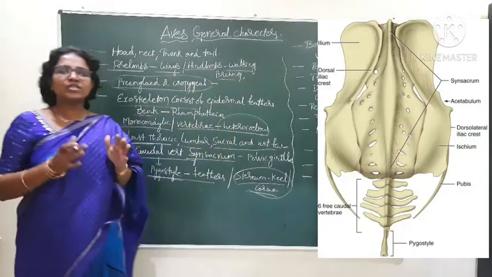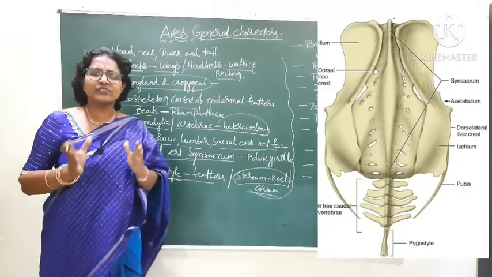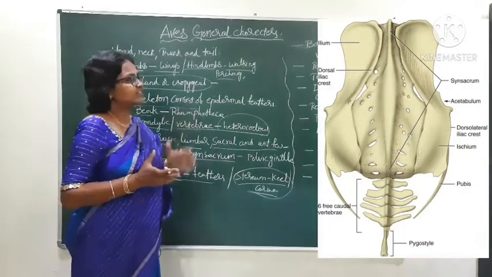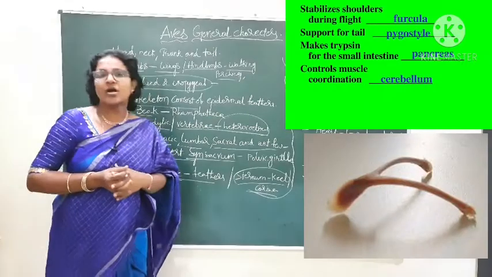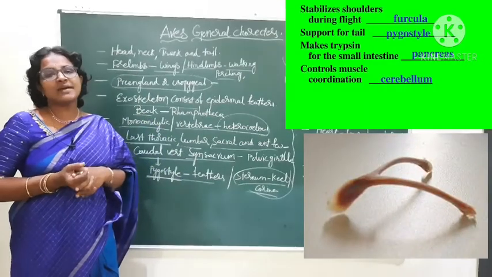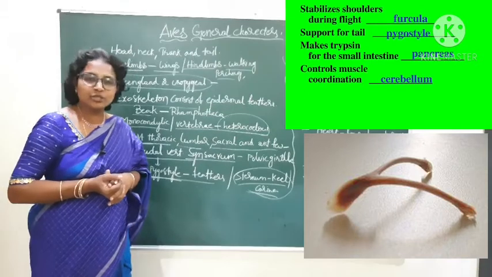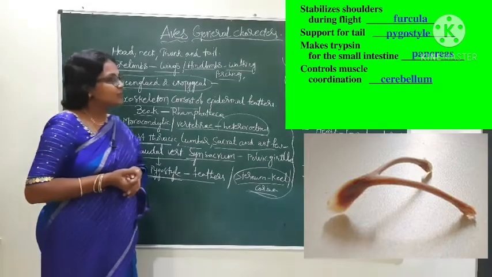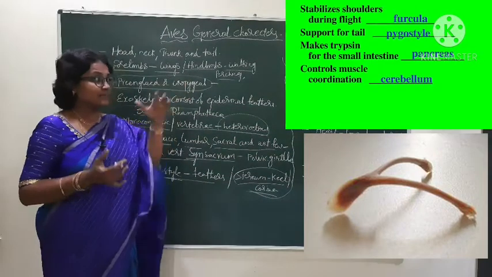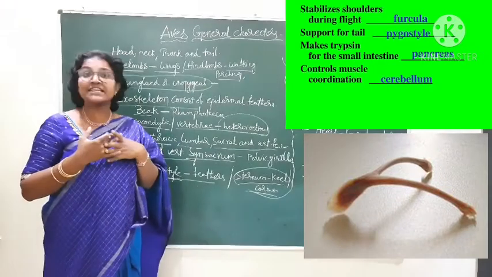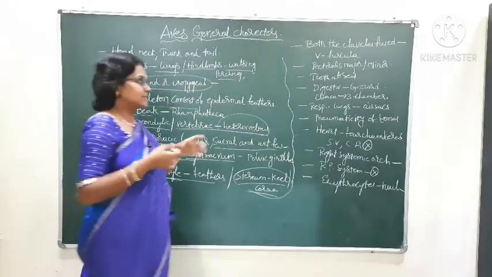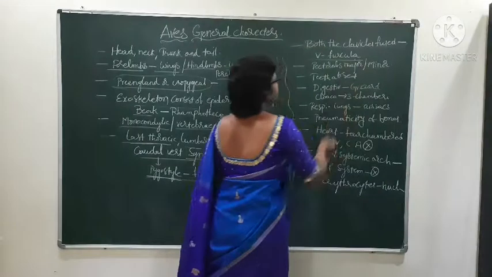Next, both the clavicles are fused with the interclavicle, and there is a formation of a V-shaped bone called furcula or merrythought bone or the wishbone. So this bone formation takes place. The clavicles fused with the interclavicle form the V-shaped furcula.